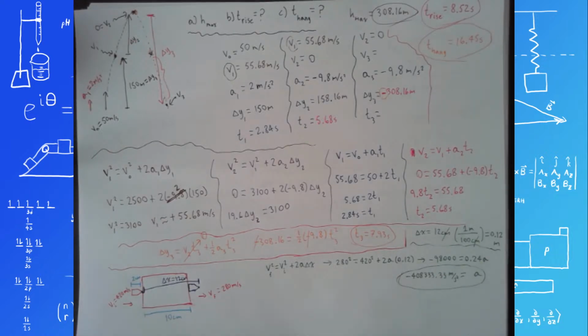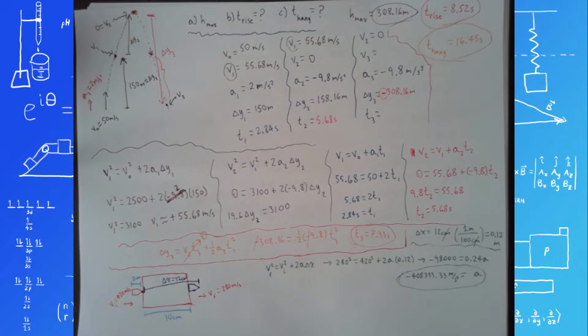Part B. What is the total time that the bullet is in contact with the board? Okay, now we have to calculate time. That shouldn't be too hard. Now that we have the acceleration, it would be easier to use the first equation to solve for time.